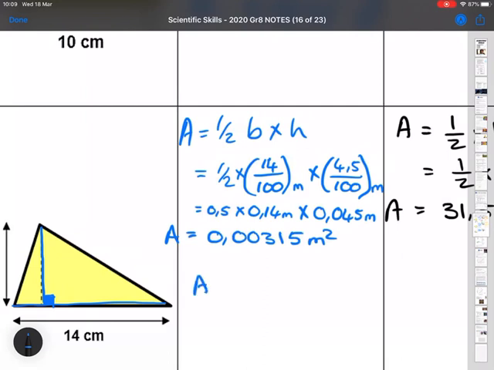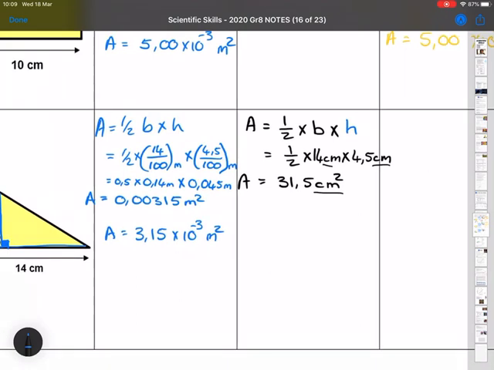If you wrote your answer in scientific notation, that's fine as well. You would have got 3,15 times 10 to the power of minus 3 meters squared. Again, notice how you can't just take your answer in centimeters and divide it by 10 or 100 to get meters squared. You actually have to divide by 100 and divide by 100 again, or just divide by 100 squared. Divide by 100 twice, 2 times.